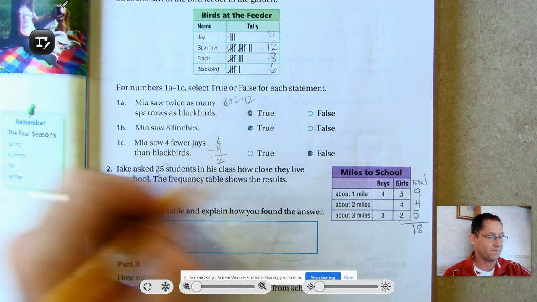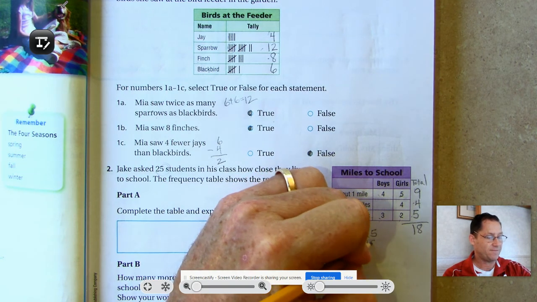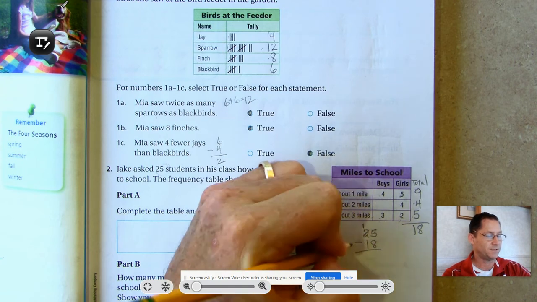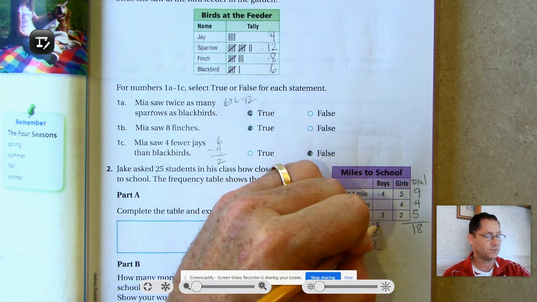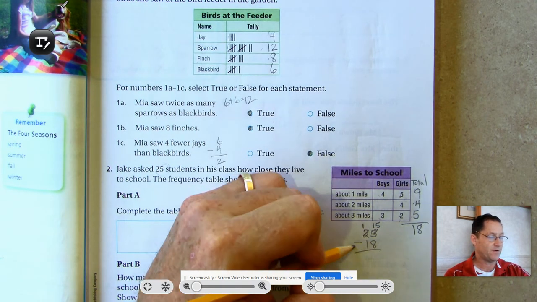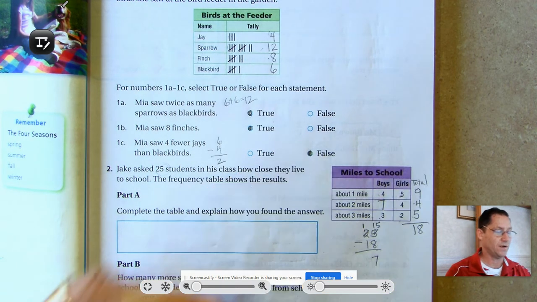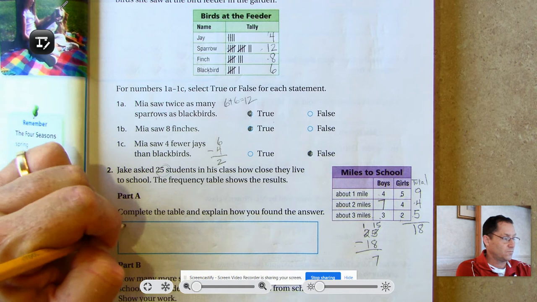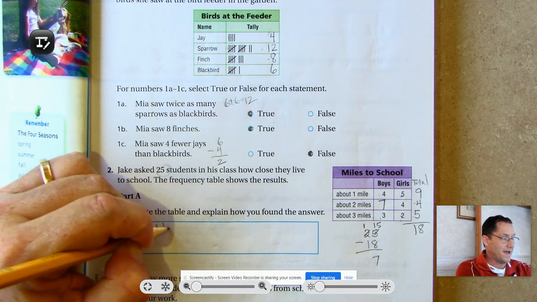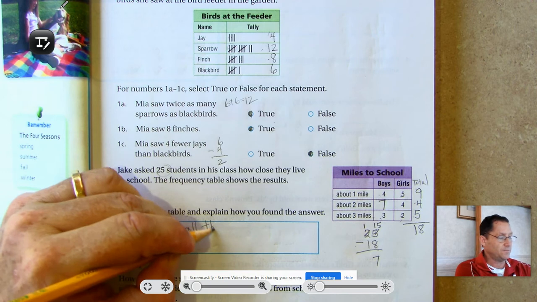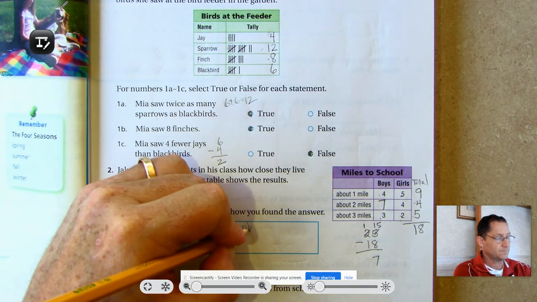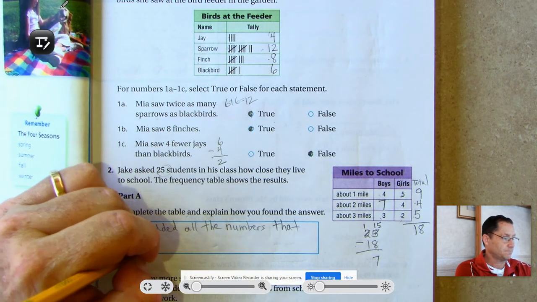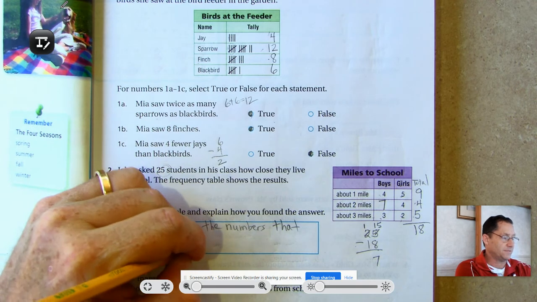Okay, well, I was supposed to have 25. So 25 take away 18. I can't take 8 from 5. So I'm going to regroup the 2 tens as 1 ten and 10 ones, which gives me 15 ones. 15 take away 8 is 7. So there were 7 boys that lived about 2 miles away. So how did we find our answer? We added all the numbers in the table, and then subtracted from 25.